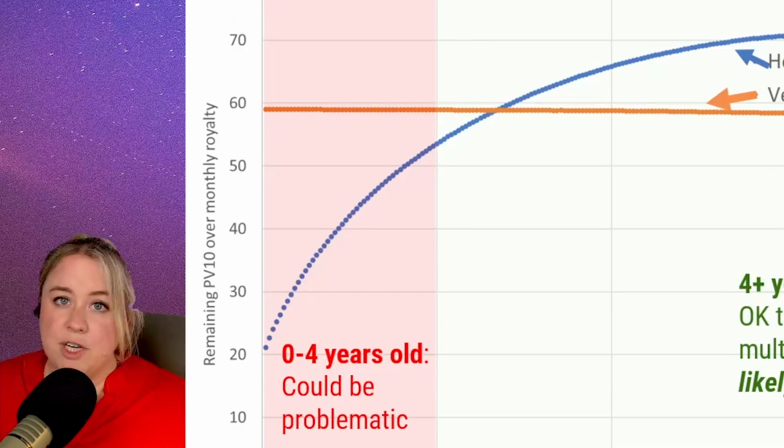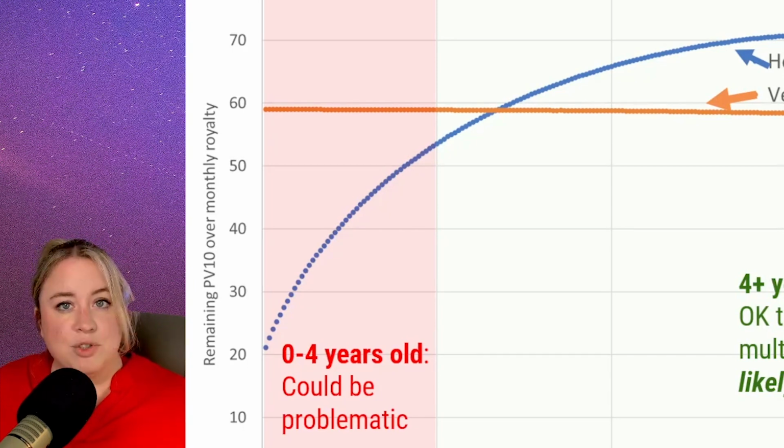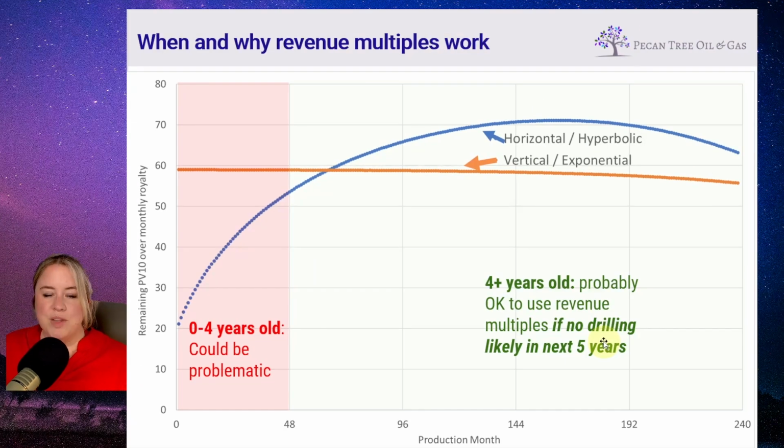This is only the stuff that's already producing. And the stuff that hasn't been drilled yet does have value. Only use this to value the producing wells and don't use it to value the entire portfolio unless you know, like absolutely know, that there's never going to be any more producing wells. So if you're more than 4 years out from that first production, you can probably use last month's production times a certain multiple in order to get a ballpark for what your minerals are worth.